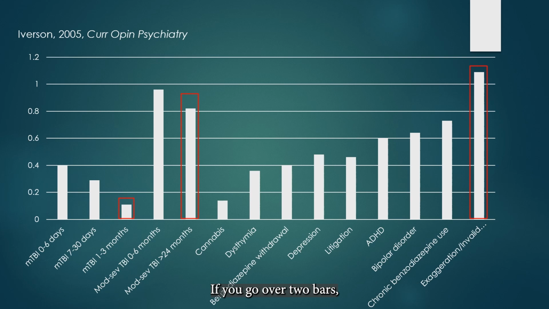If you go over 2 bars, that's showing the effect size of moderate to severe TBI more than 24 months after injury on testing, and that has an effect size of about 0.8. So significantly higher than the effect size of a mild TBI 1 to 3 months post-injury.